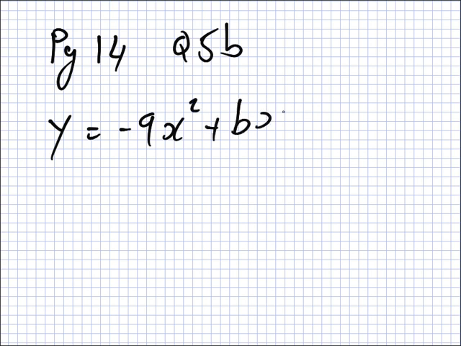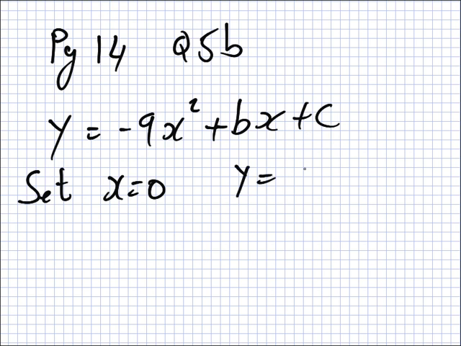Page 14, question 5B. So I tell you y equals minus 9x squared plus bx plus c. Now, I also tell you where the y-intercept is. Where is that? Y equals minus 569. How do you find the y-intercept? You set x equal to 0. And here, what does y equal? In this formula, it will equal c. But I tell you in the question it's supposed to equal minus 569. So therefore, c equals minus 569. So we're half finished.